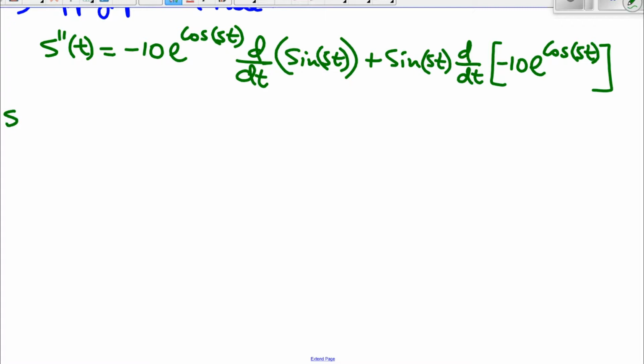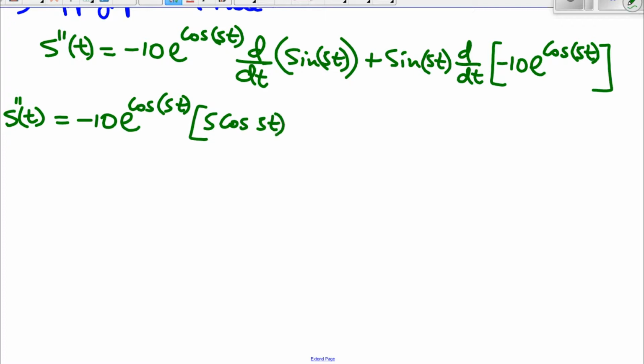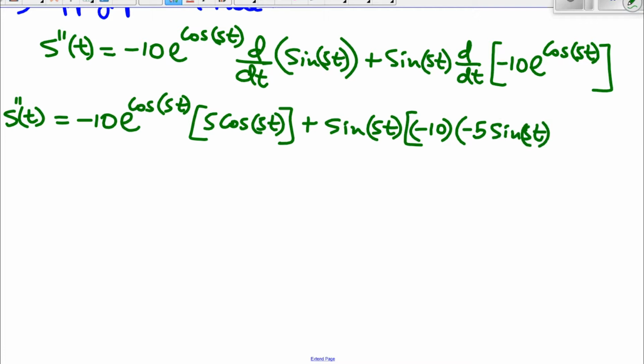So this means that s, the second derivative, will be equal to negative 10. I need to start differentiating here. e to power cos 5t, and here I'll just have inside, outside, so 5 cos 5t, applying chain rule, plus sine 5t. And then inside I'll have negative 10 because that's a constant. Apply chain rule, so that will be negative 5. If you differentiate the power of e, negative 5 sine 5t. And then e, so inside, outside, so that will be e to the power of cos 5t.